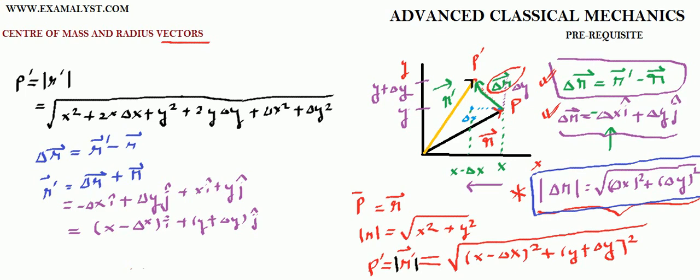Agreed? So what is this? This is our r dash vector. Now if you expand this vector, how to find the magnitude of r dash? You can easily find the magnitude as root over of x minus delta x square. And what is the second one? The second one will be y plus delta y square.